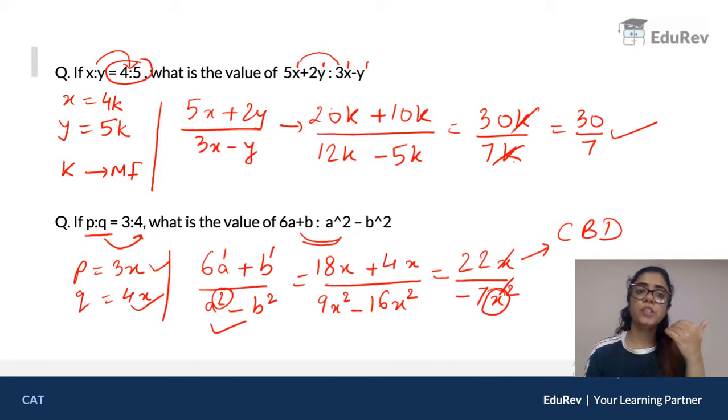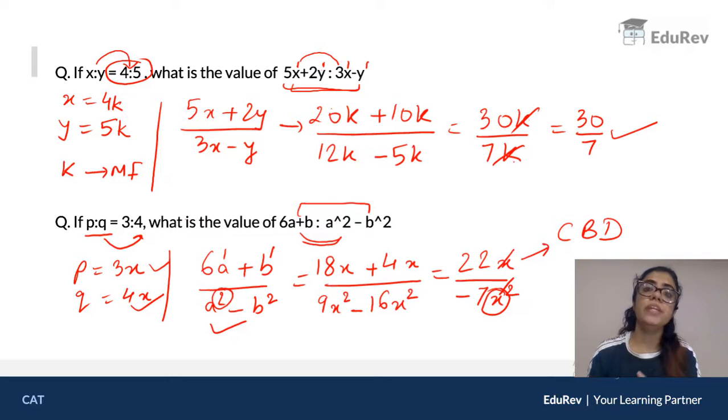If you want to substitute it directly, just remember the powers of all the terms should be the same. अगर powers अलग हैं, you will not get the answer because your multiplying factor will remain. ठीक है? So this is the difference in both the questions. Now let's look at the next part.